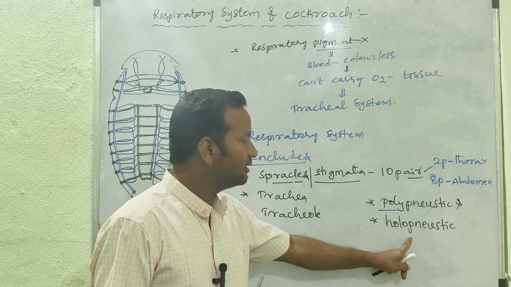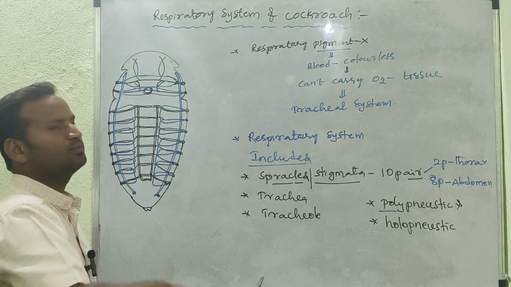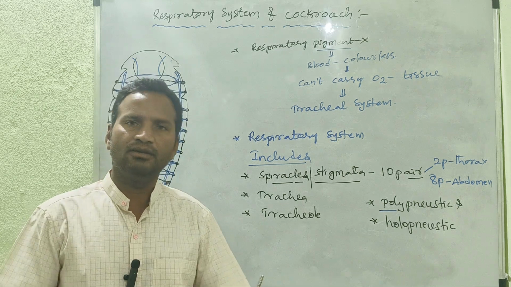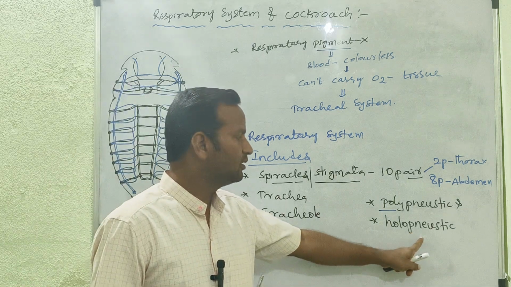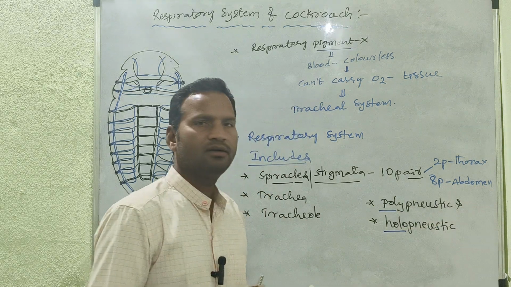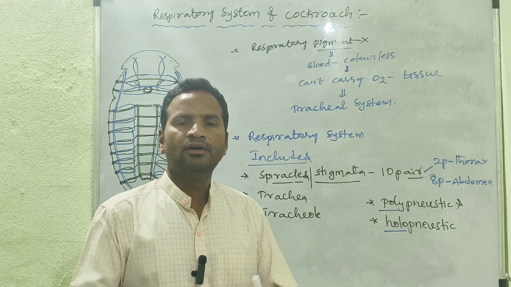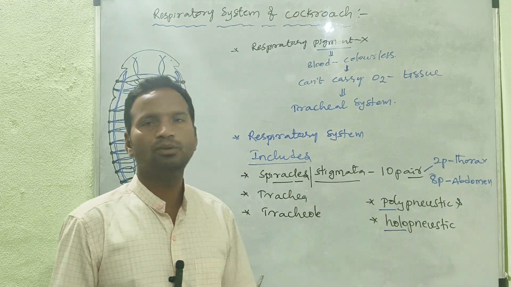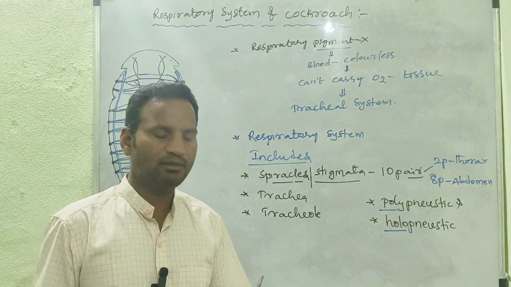As well as holonucleatic also. Holonucleatic means out of 10 spiracles, all of them are functional. That's why it is also called holonucleatic. Holo means complete, total. Once again, the respiratory system of cockroach is polynucleatic and holonucleatic. This is about the spiracles or stigmata.